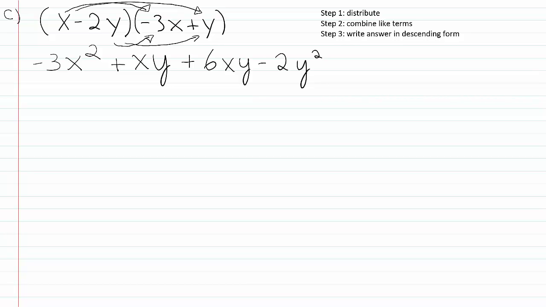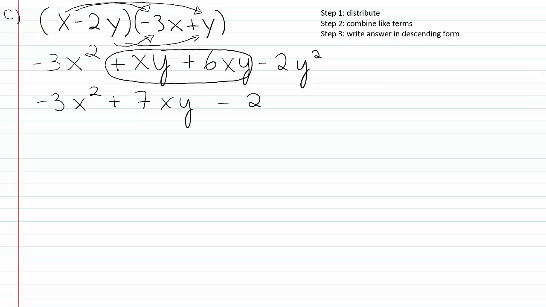I'm going to go ahead and write negative 3x squared here on our paper, and then I'm going to look at these two terms in the middle here, and notice that they're both xy terms, right? We have 1xy plus 6xy. If I put that together, I'll end up with 7xy minus 2y squared, and that is our final answer.